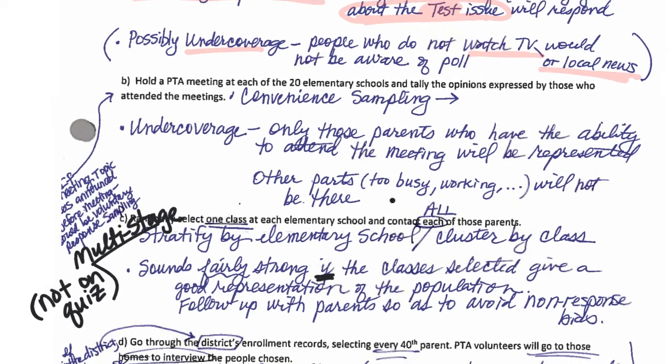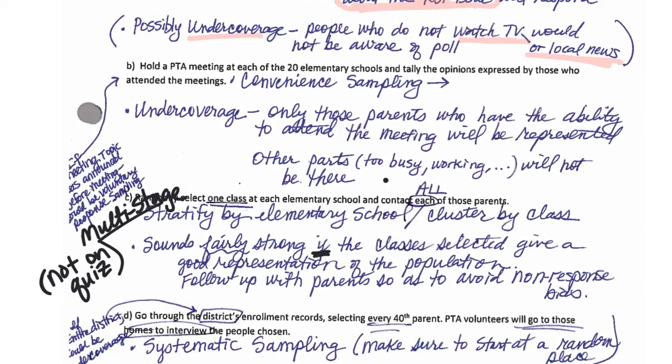This one has some confusing parts to it, and so I hope I can explain and justify those things for you. Hold a PTA meeting at every single one of those 20 elementary schools. I like that. I like that you're going to the elementary schools. The problem that I have is that it says tally the opinions expressed by those who attend the meeting.